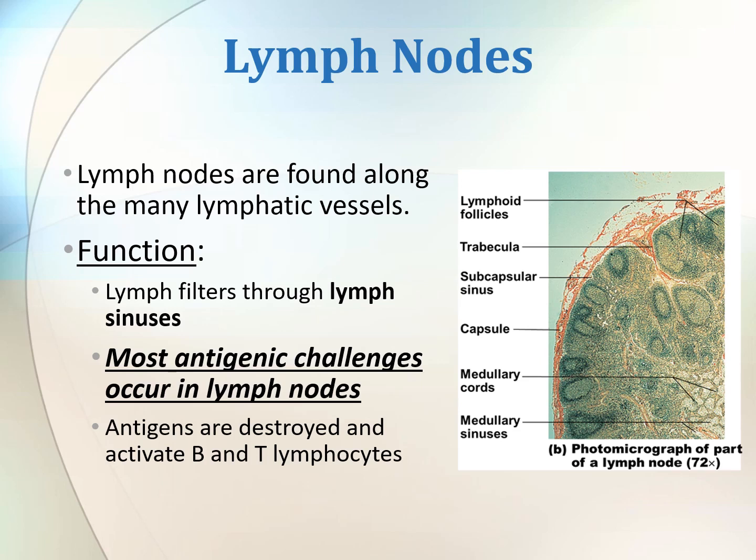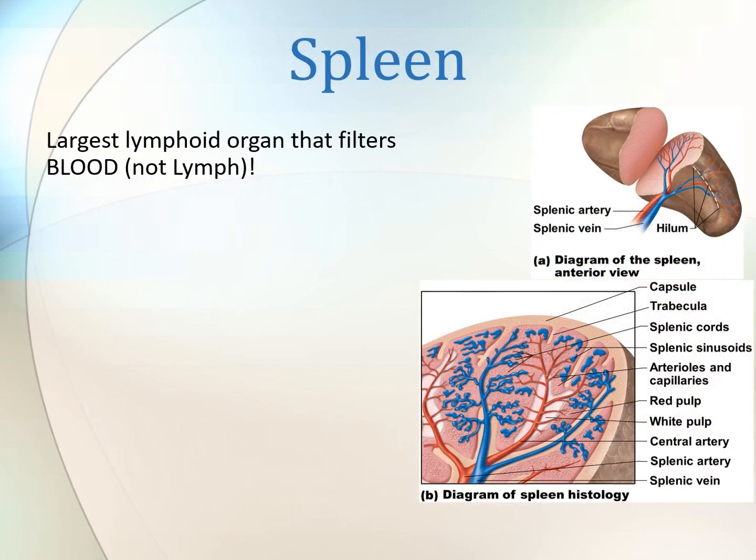Okay, so when they're activated, then they're able to destroy those pathogens. And just like I said before, we have those swollen lymph nodes because all those lymphocytes are proliferating and dividing. So you mount this huge response with all these soldiers, and the lymph nodes swell up.